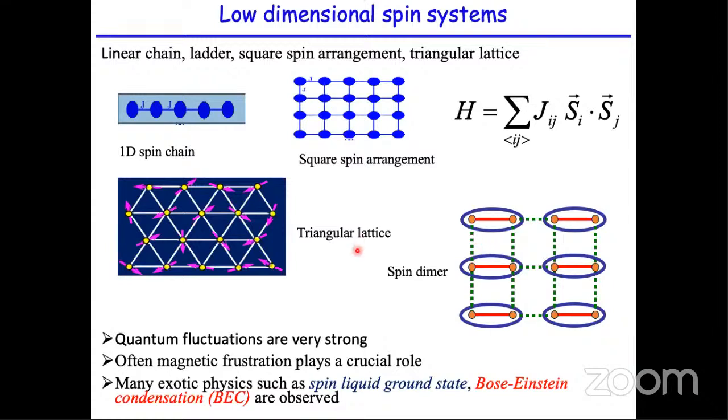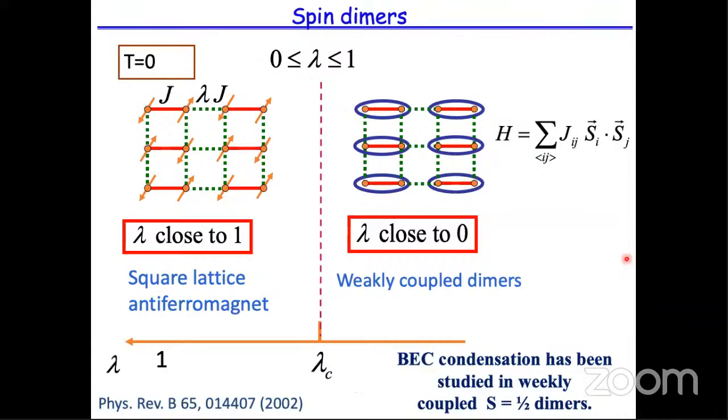So what we see in general in these kinds of materials is that quantum fluctuations are very strong. Often magnetic fluctuations play a crucial role, and we also see many exotic phases like spin liquid phases, ground states, Bose-Einstein condensations, all these things we see in these materials. So today I will be primarily concentrating on the spin dimer material. So let me discuss the general scenario of the spin dimer.